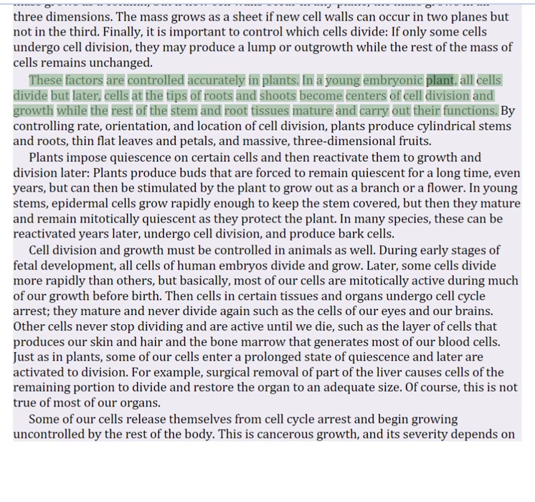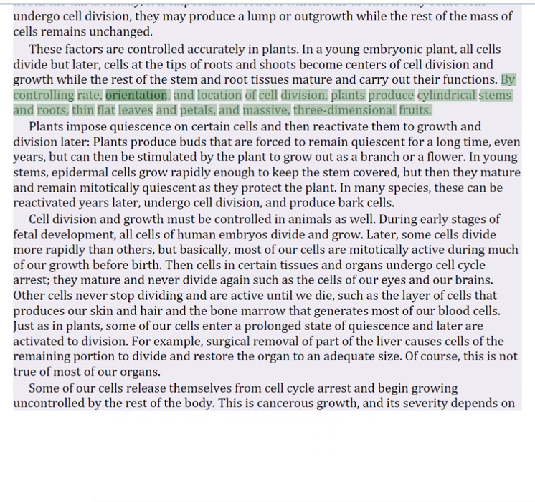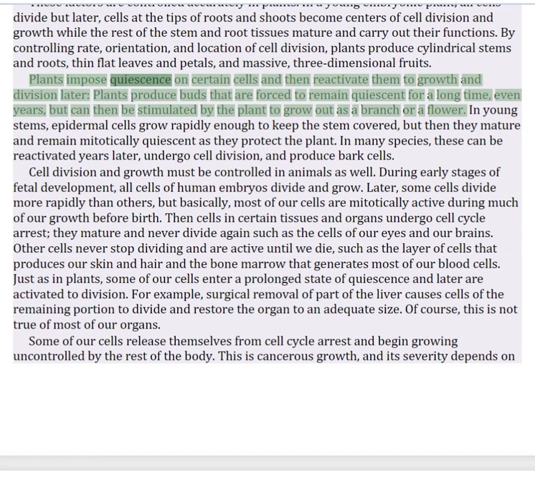In a young embryonic plant, all cells divide, but later, cells at the tips of roots and shoots become centers of cell division and growth while the rest of the stem and root tissues mature and carry out their functions. By controlling rate, orientation, and location of cell division, plants produce cylindrical stems and roots, thin flat leaves and petals, and massive, three-dimensional fruits. Plants impose quiescence on certain cells and then reactivate them to growth and division later. Plants produce buds that are forced to remain quiescent for a long time, even years, but can then be stimulated by the plant to grow out as a branch or a flower.